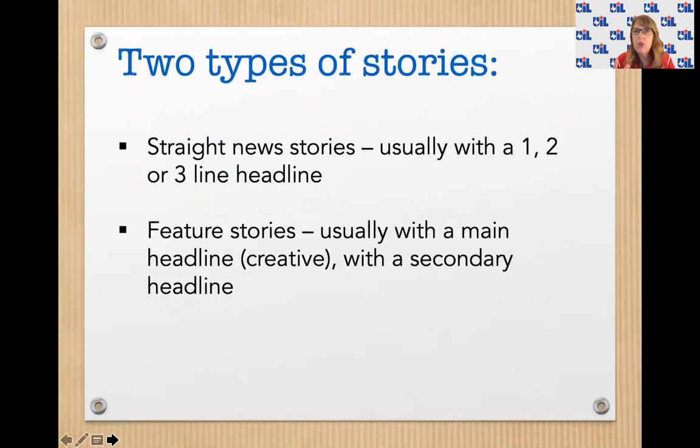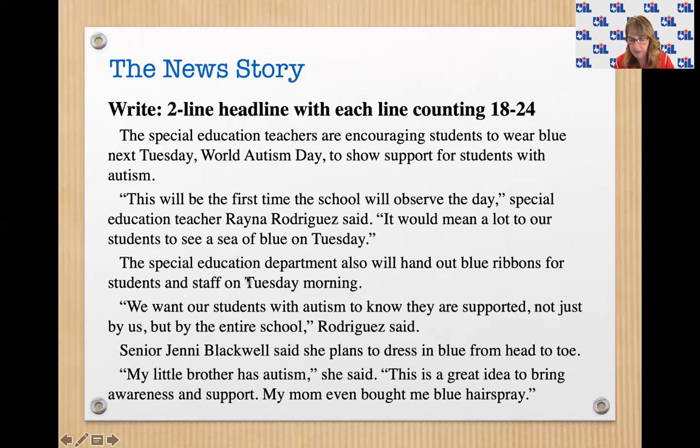We generally have 2 types of stories. We have a straight news story, which will usually either have a 1, 2, or 3-line headline, and we'll see examples of that so you can see what I mean. And then we also have feature stories. And for feature stories, we have a main headline where we want you to be creative, and then a secondary headline, which is more of your newsy headline that tells really what's going on in the story. Feature stories, we want to really draw those readers in with our creative main headline. So let's look at an example.